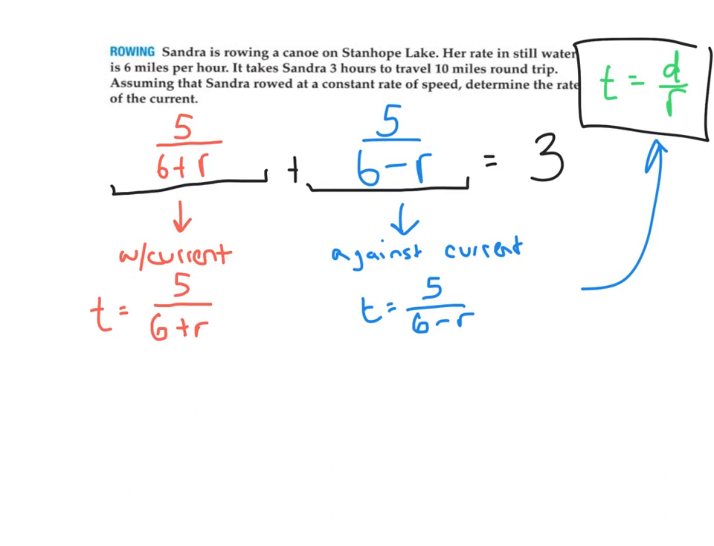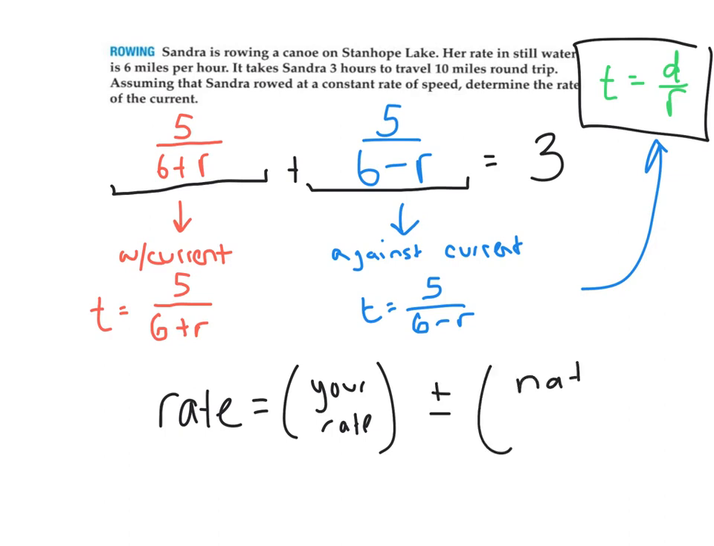So something that you should probably put in your notes is your rate is always going to be your rate. So in this case, 6. She's traveling 6 miles per hour. But if we don't know that rate, then that would be our variable. And then plus or minus nature's rate, which in this case was current, but it could be wind speed, as I said, or other forces of nature, things like that. But it's always going to be your rate first, plus or minus nature's rate.